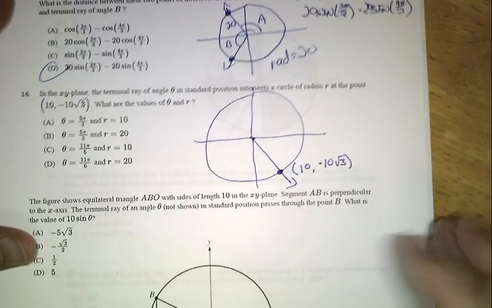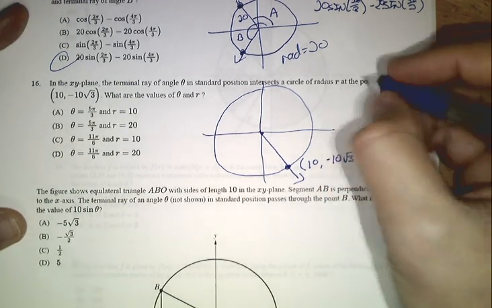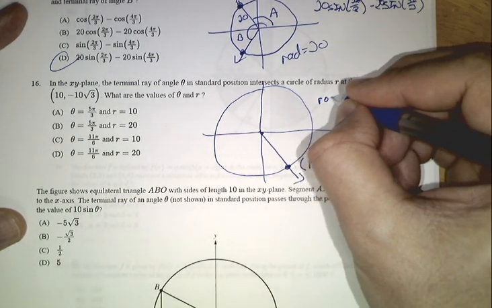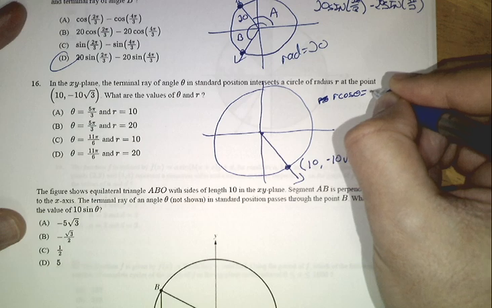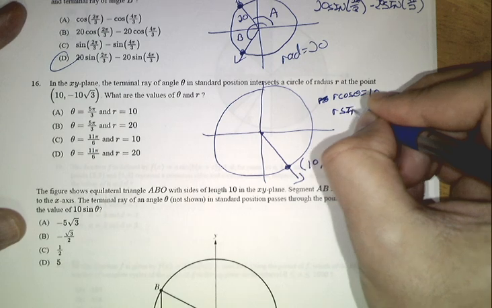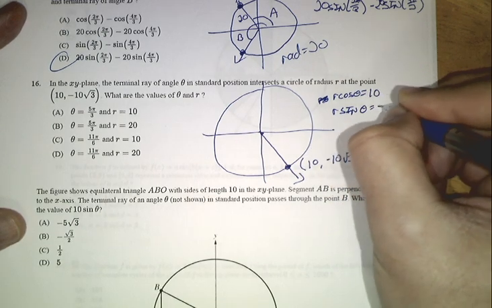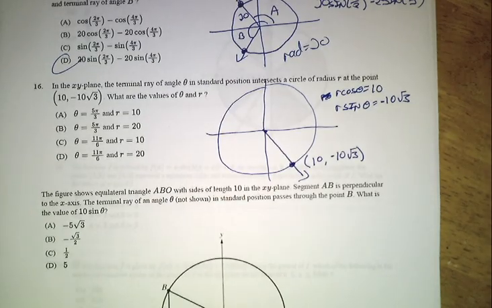Well, okay. So I know that r cosine theta equals 10. R sine theta is equal to negative 10 root 3. So here's the thing with that, there's not much you can really tell with this.